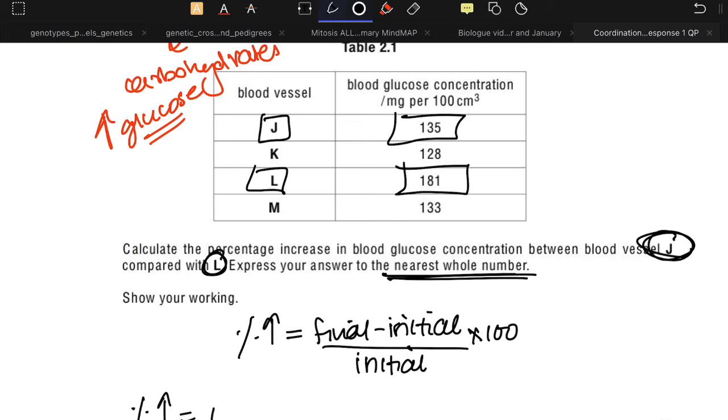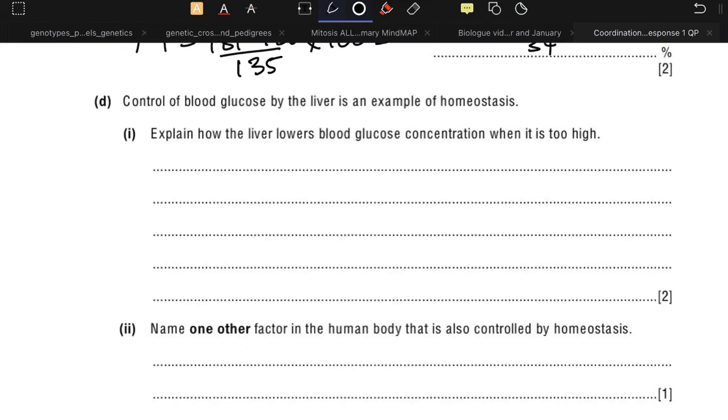So final minus initial is 181 minus 135 by 135 into 100, and when we calculate this, it's going to be 34%, because they said round off to whole number. All right, so that's very important. So that's 34%. All right, moving on to the next thing.